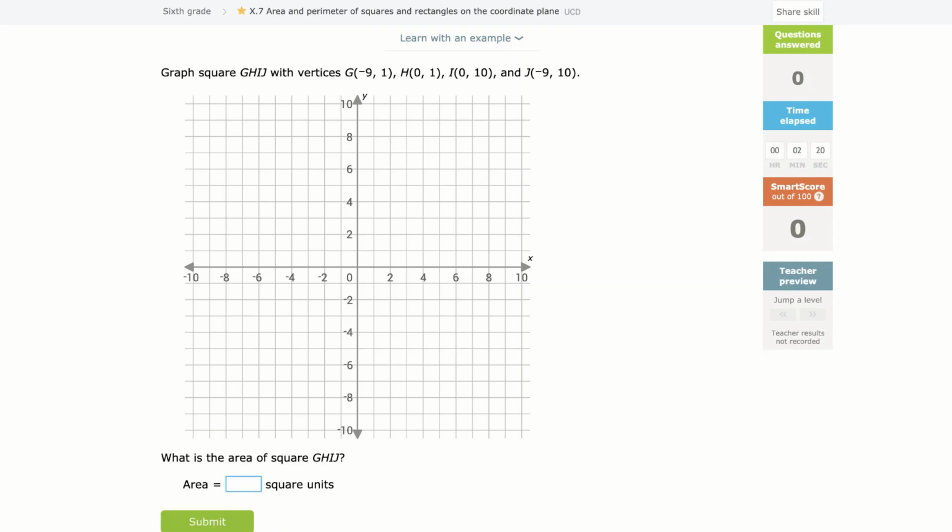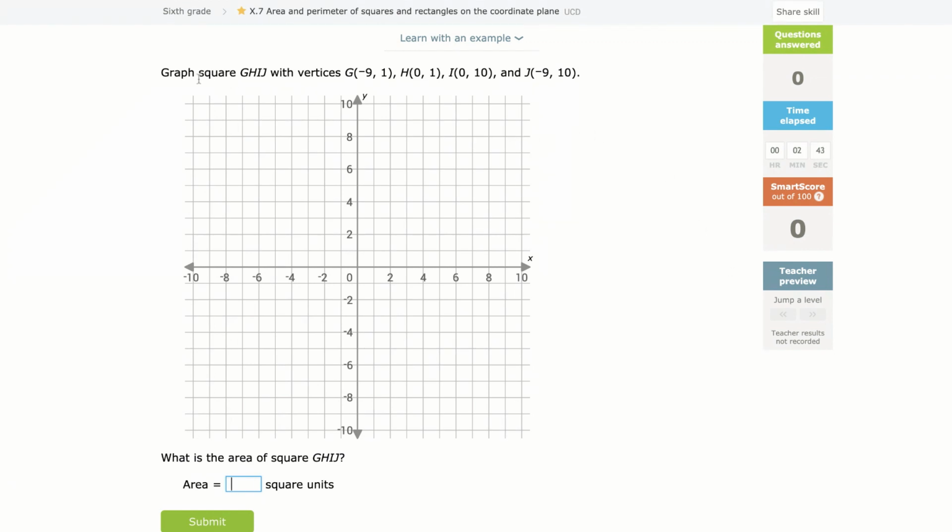Okay, so we're going to work on IXL X7, area and perimeter of squares and rectangles on the coordinate plane. This IXL exercise actually coincides with lesson 2.6 of the Envisions book, but for the regular class, we're just going to do the IXL. For the enrichment class, we'll do more of the Envisions tomorrow.